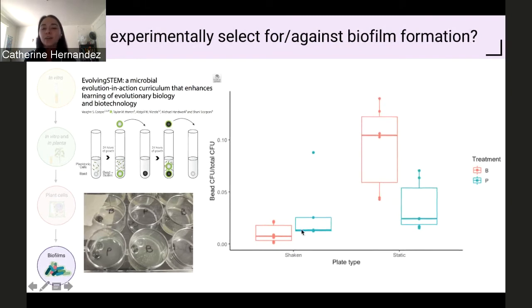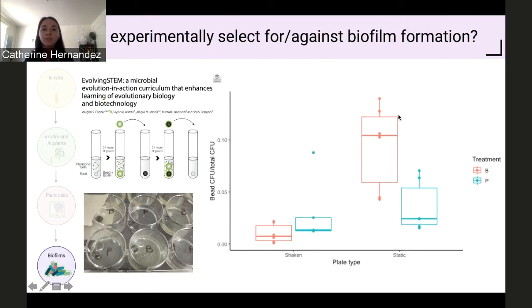Here are two different plate types. We had shaken plates and static plates, and the two different colors are the B, the biofilm selected wells, and the P, the planktonic selected wells. Here I'm showing you the bead CFU over total CFU in the well. If they're forming more bacteria or growing more onto the bead, that would suggest that our selection method is working in the biofilm selected populations. In the shaken plate, that didn't seem to be true. It didn't seem like our selection method was working very well, but it did seem to work in the static plate.